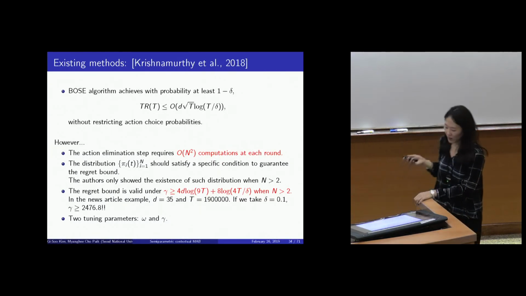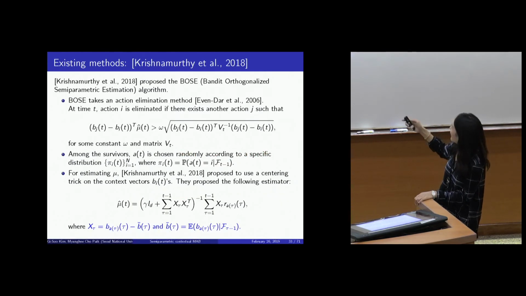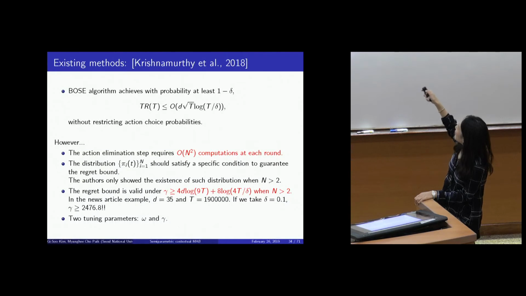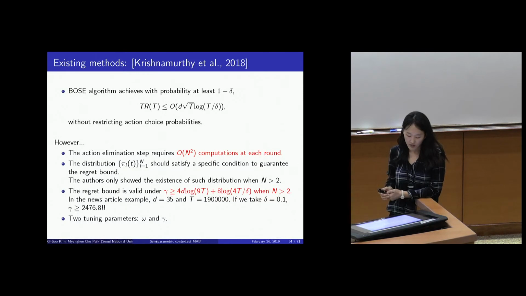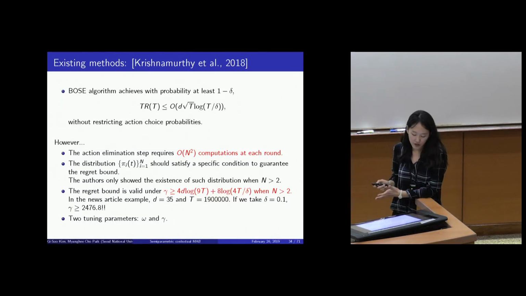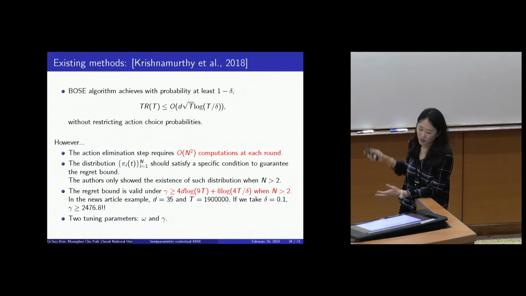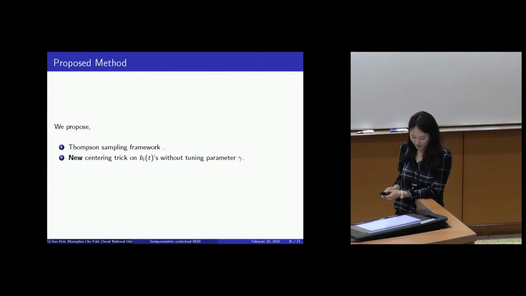And a third problem is that this regret bound is only valid when the gamma, which was here, is bigger than this value. And this value can be very, very high, because for example, in the news article example, if we take delta to be 0.1, then gamma is over 2,400. And in practice, gamma can be set as a tuning parameter. Then if we set it as a tuning parameter, the algorithm requires 2 sets of tuning parameters, which can delay the computation.